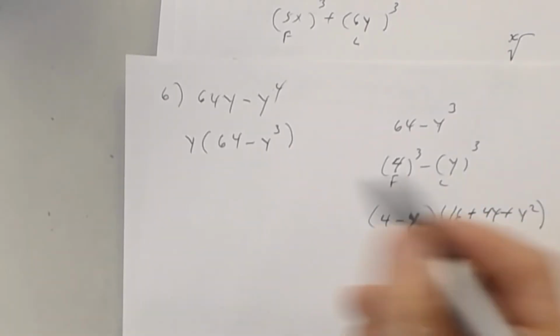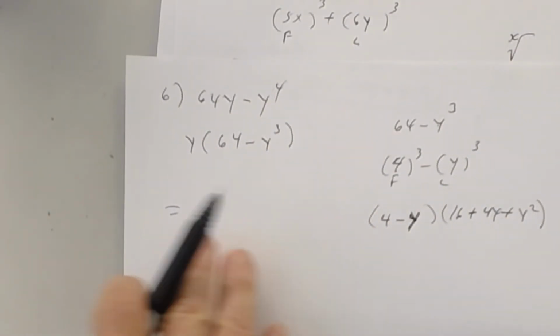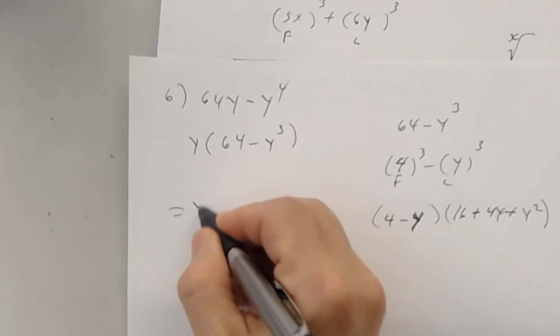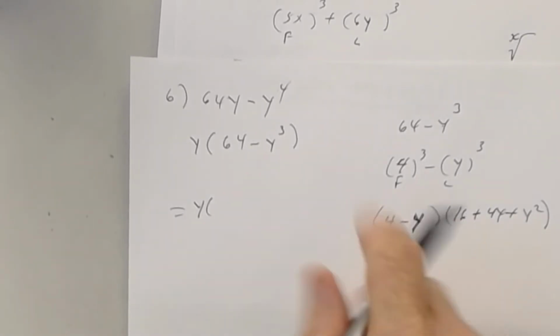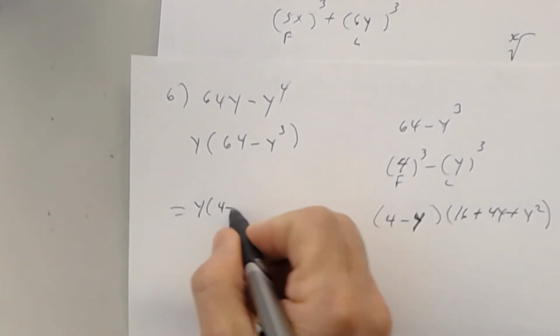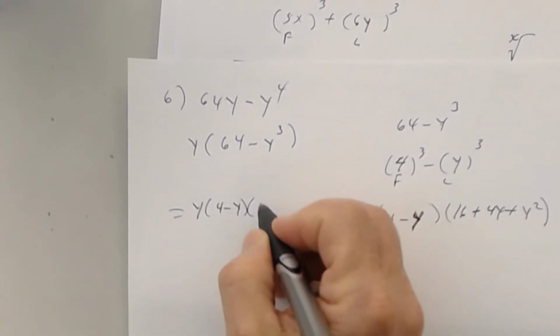All right, but don't forget, in your answer you have to put your GCF. And what's the GCF? y. So it'll be y times this binomial times this trinomial.